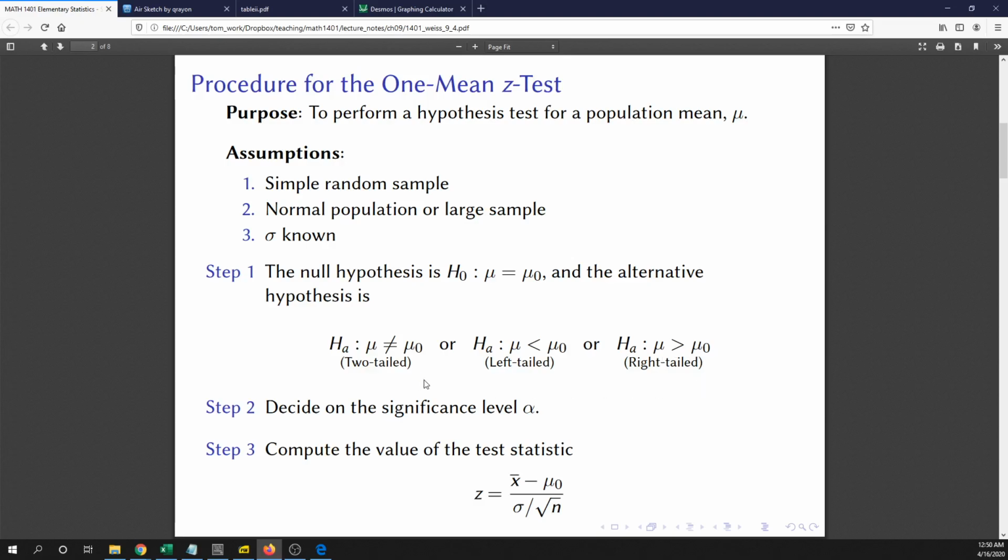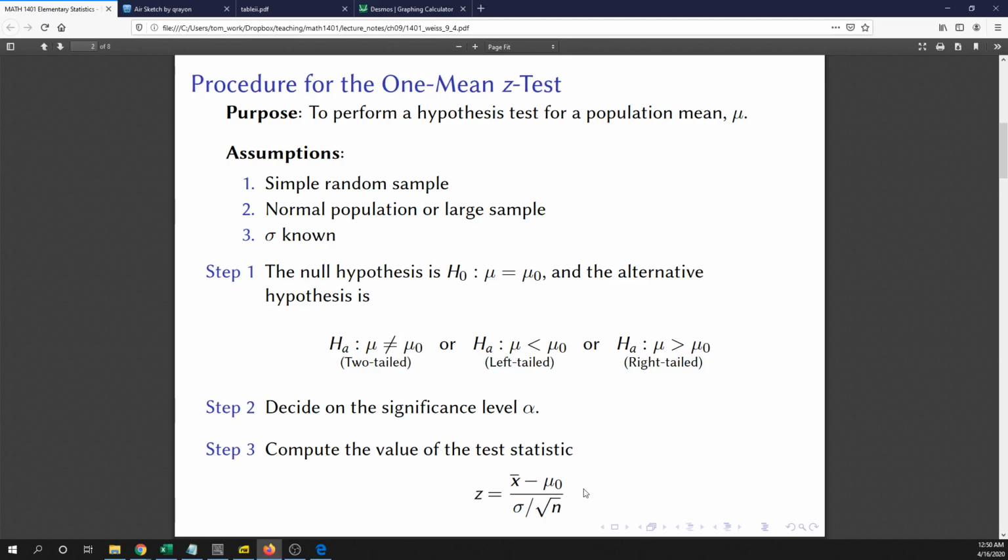That's also how you tell whether a test is two-tailed, left-tailed, or right-tailed. You're going to have to get that information from the statement of the problem itself, and section 9.1 is where we explain how you do that. So if you haven't watched that video, you probably better go back and watch that video first. All right, step 2 is to decide on the significance level alpha. You don't really have to do that. That's going to be given to you in the statement of the problem, so that's not a huge deal.